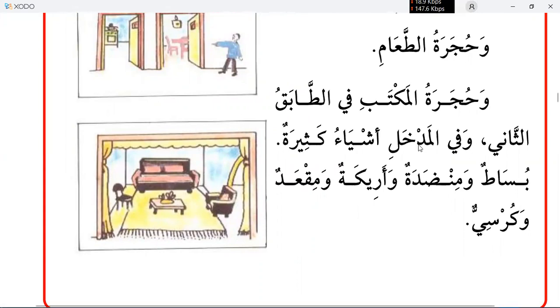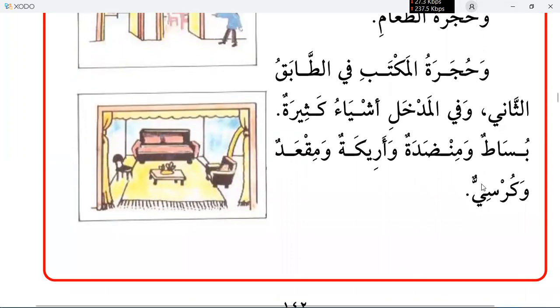وفي المدخل, and in the entrance. أشياء كثيرة, many things. وفي المدخل أشياء كثيرة, and in the entrance there are many things. The first one is bisat, carpet. Bisat means carpet. You can also call it rug.